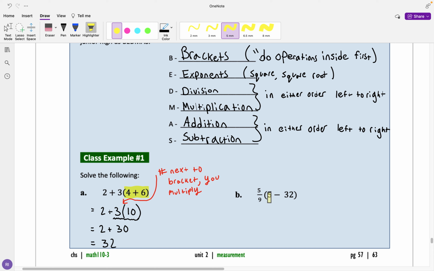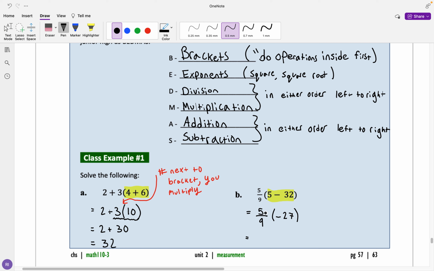Okay. Over here, we see brackets again, which means I'm going to do the operations inside of the brackets very first. 5 minus 32 is negative 27. And when I look at what I have left now, 5 divided by 9 multiplied by negative 27, I'm actually in the division and multiplication phase.